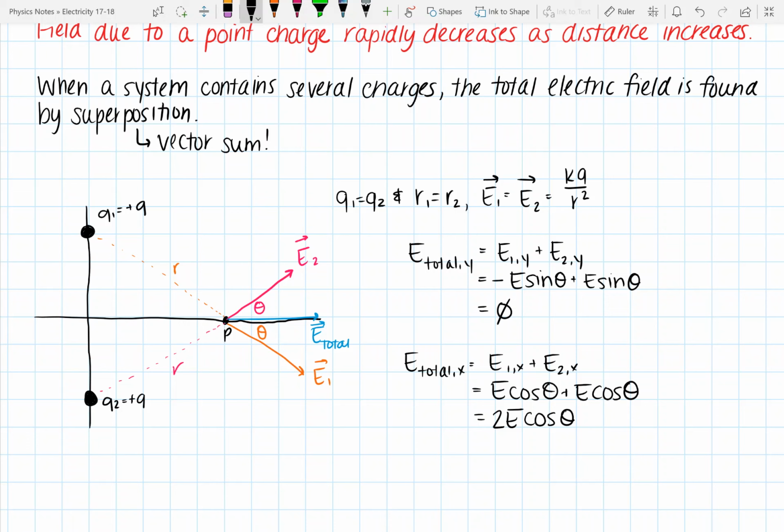So the total electric field, because I have 0 here, now if I was to find E total, I would have to do the square root of E total Y squared plus E total X squared, which in this case I would still just get 2E cosine theta.